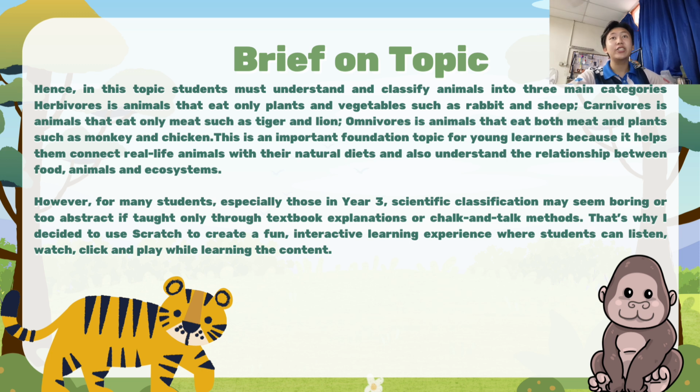Lastly, the category is omnivores. This is a special category of animals because omnivores are animals that eat both meat, that is other animals, and plants. For example, omnivore animals are the monkey and the chicken. This is an important foundation for young learners because it helps them connect real-life animals with their natural diets and also understand the relationship between food, animals, and ecosystem.